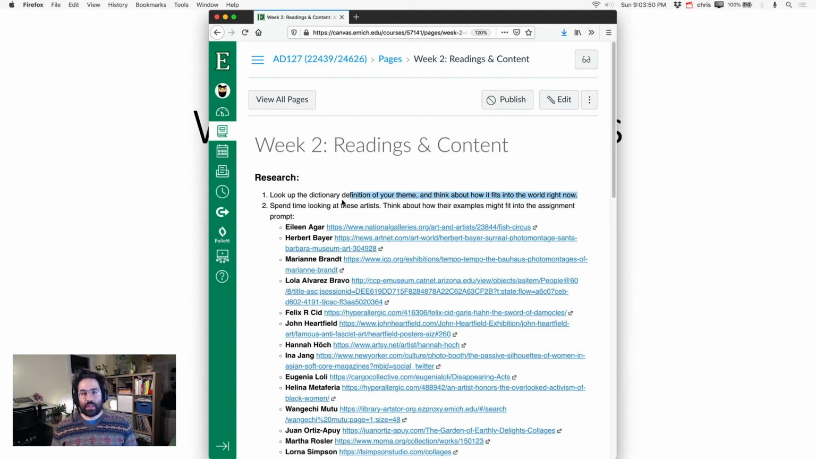The first prompt is to look up the dictionary definition of your theme and think about how it fits into the world right now for you. You'll need to do that on your own since it depends on which theme you pick from the assignment description.